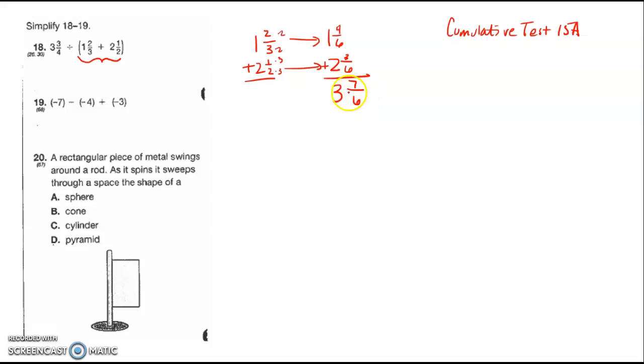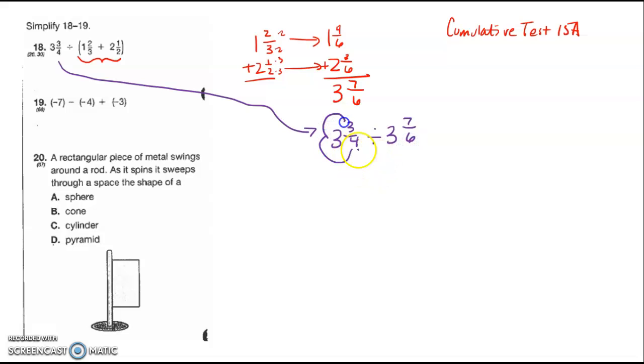I'm going to leave this like this, even though it's improper and mixed, because I'm going to divide here. So I have to popcorn it anyway. So let me change colors and bring this over. So now I have 3 3/4 divided by 3 7/6. So I'm going to popcorn it.